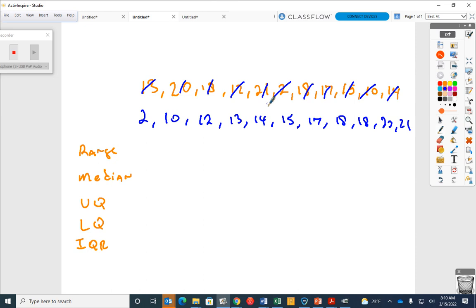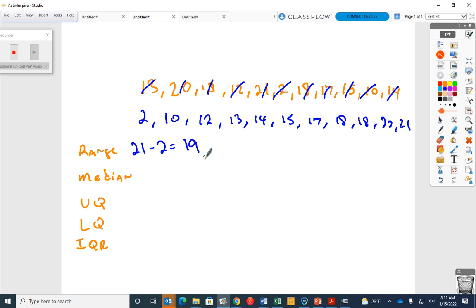So that's the first thing on all of the problems that you have. The first thing you have to do is put them all in order. Now look at the definition of a range. What's a range? Biggest number minus the smallest number. What's the biggest number up there? 21. What's the smallest number? 2. What's the difference? 19. So my range would be 19.